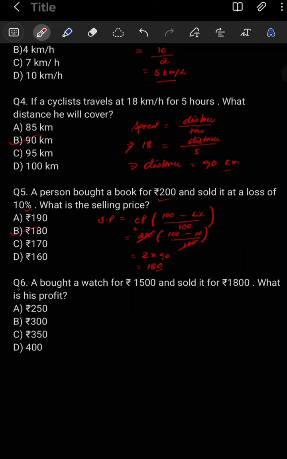Next question number 6: a shopkeeper bought a watch for 1500 and sold it for 1800. What is his profit? Profit is equal to selling price minus cost price. Selling price is 1800 rupees, and minus cost price 1500 rupees. If you subtract, you will get 300 rupees. Then option B is your correct option.